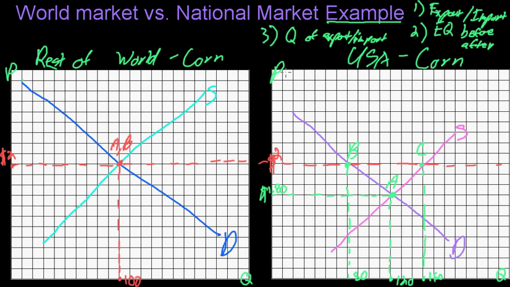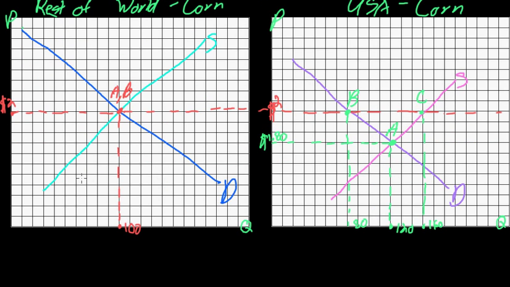The first thing is that I can immediately tell that the USA will be exporting corn. I'll write these answers down here and then we'll scroll back and forth. So one, it will export because the price for the world is greater than the price for the US with no trade.